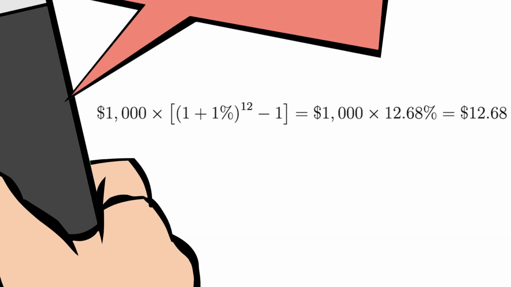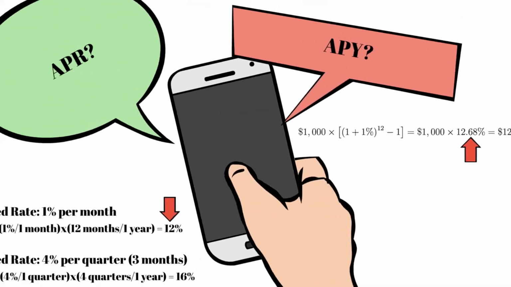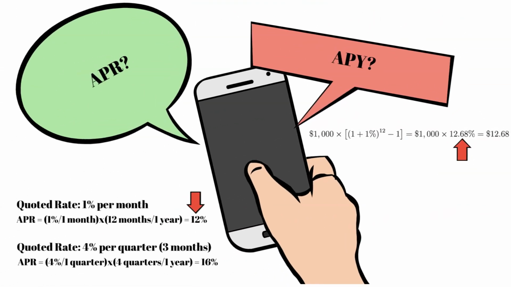As you can see, the APY would be 12.68% for this example, which is slightly higher than the 12% simple interest we calculated earlier. There is not necessarily a preference to use APR or APY. You just need to be aware that interest rates can be quoted in different ways depending on the product.